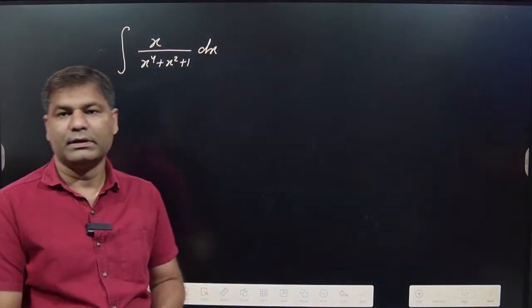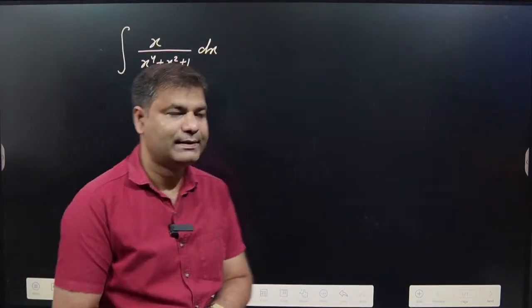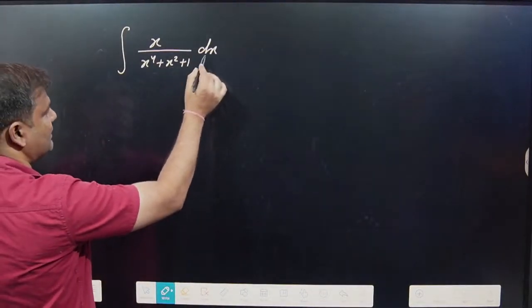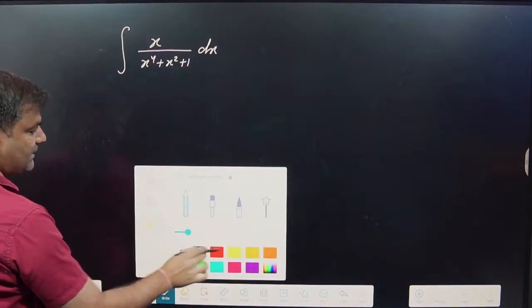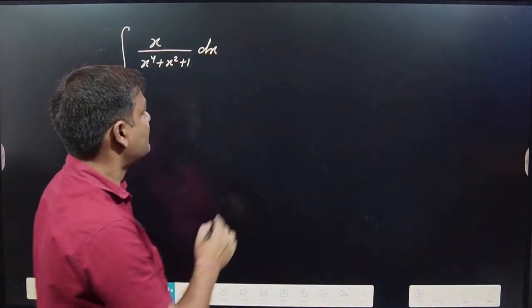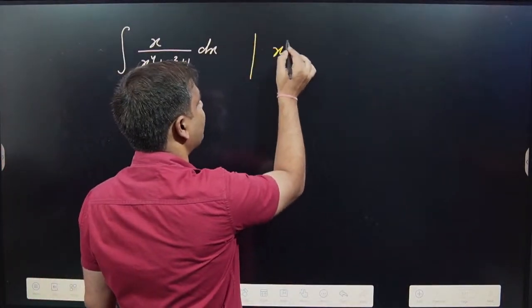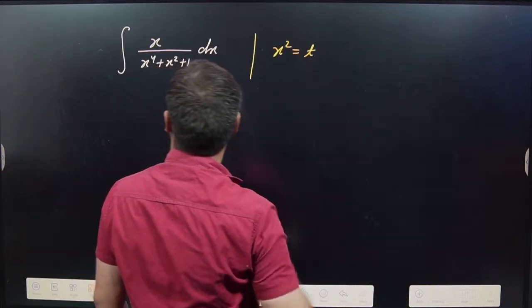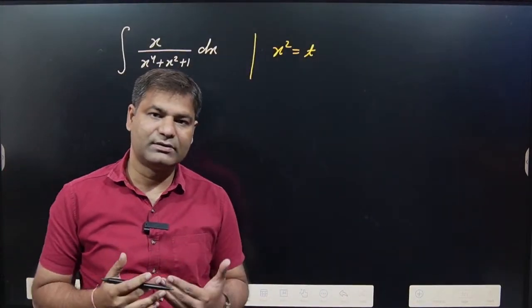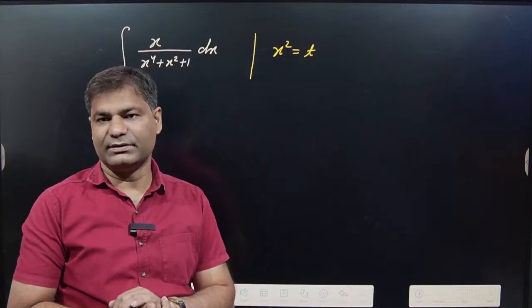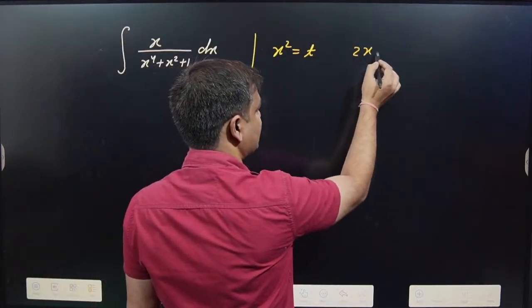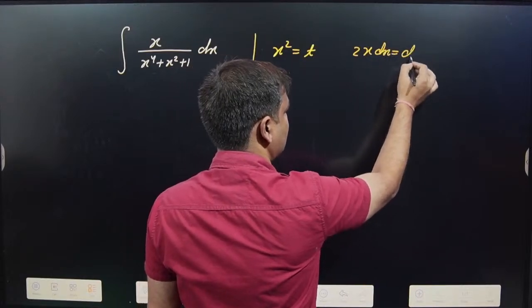Now, study classes continue. Here, integration of x upon x to power 4 plus x square plus 1 dx. So how can we solve this type of problem? Simply look here very carefully. If x square is taken t, then the numerator is dt. If we differentiate, we get 2x dx replaced by dt.